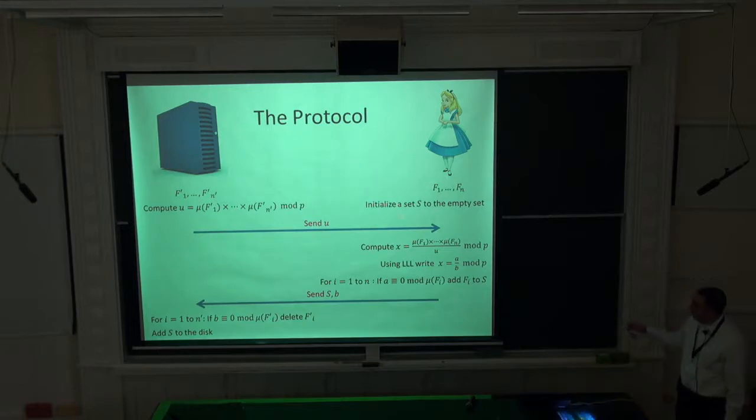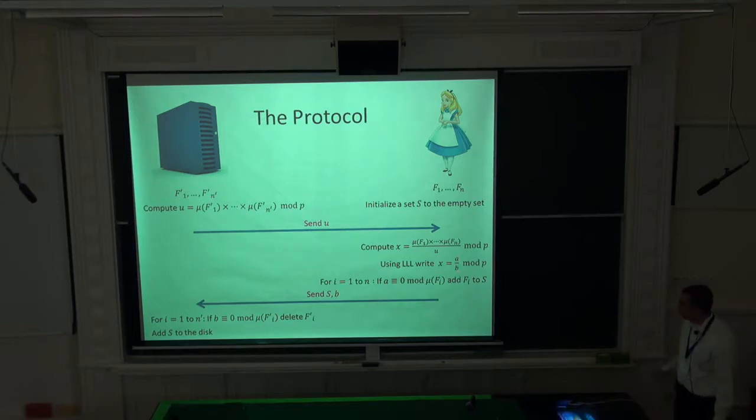So the server says, okay, I want to get updated. So what is going to happen? It's going to take all his files and hash them and multiply the hashes modulo P. So these 160-bit numbers, and you reduce it modulo P. And then you send this resulting U to Alice. Alice does the same for her own files, but divides what she gets modulo P by the U that the server sent her. Now she uses LLL to write this X as a modular ratio of A over B.